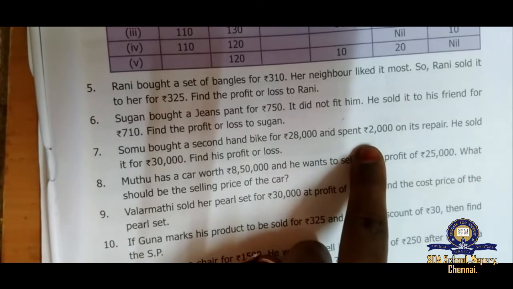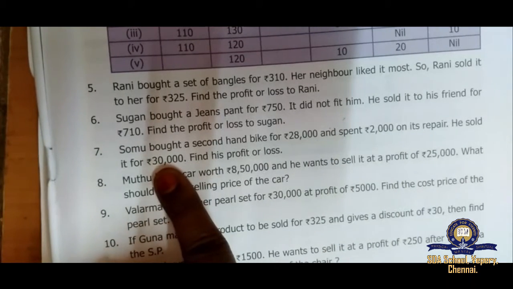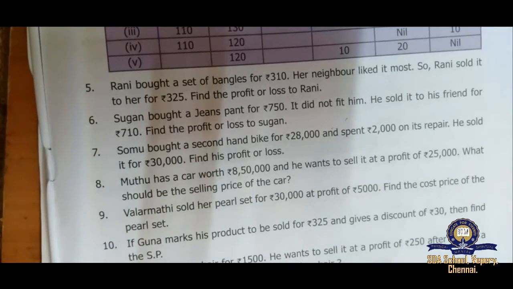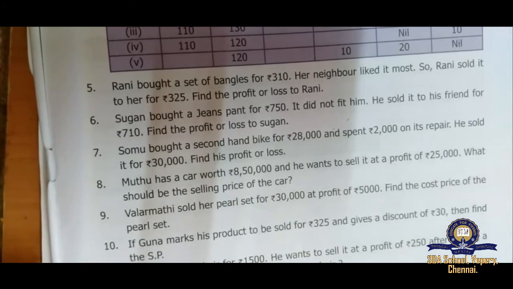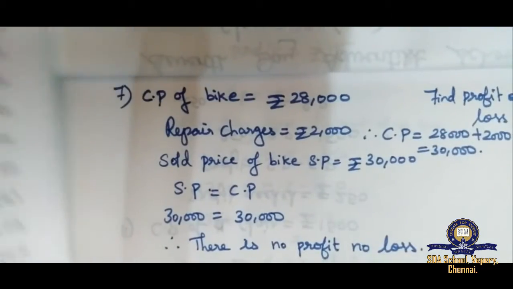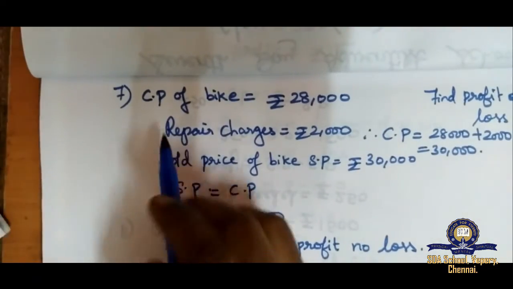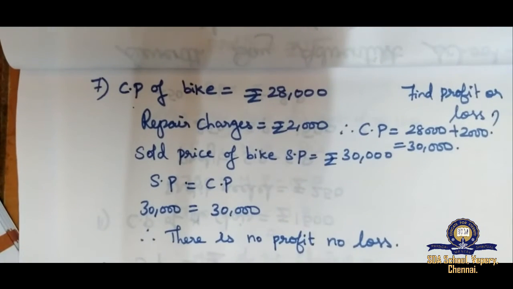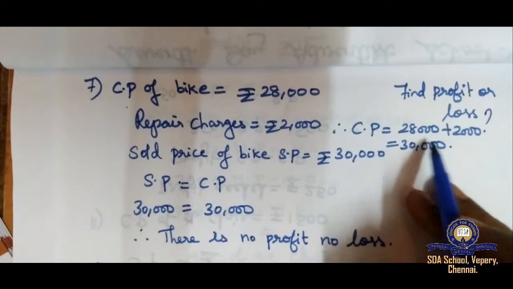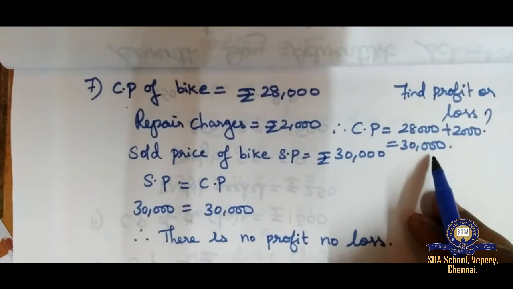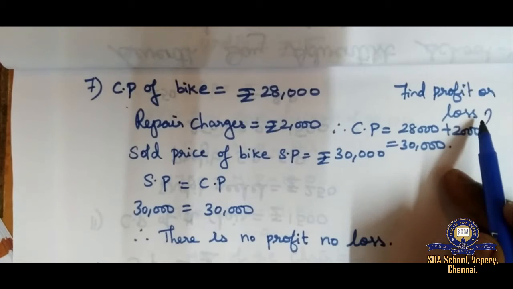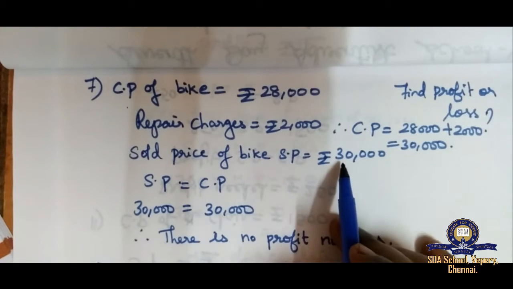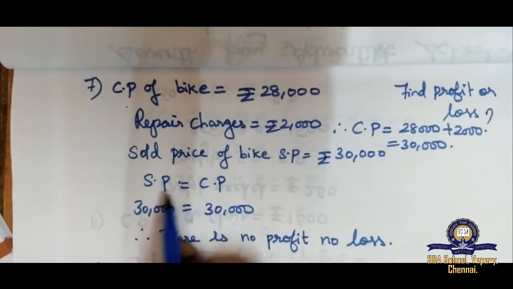28,000, and he gave 2,000 for repair. That makes 30,000, and again he sold it for 30,000 only. So there is no profit, no loss, equally distributed. So we'll see how the sum has to be written. Here, cost price of the bike is rupees 28,000, repair charge is 2,000. So CP value is 28,000 plus 2,000. So cost price of the bike is 30,000. Find profit or loss. Sold price of the bike, SP, is equal to 30,000. Therefore SP is equal to CP.